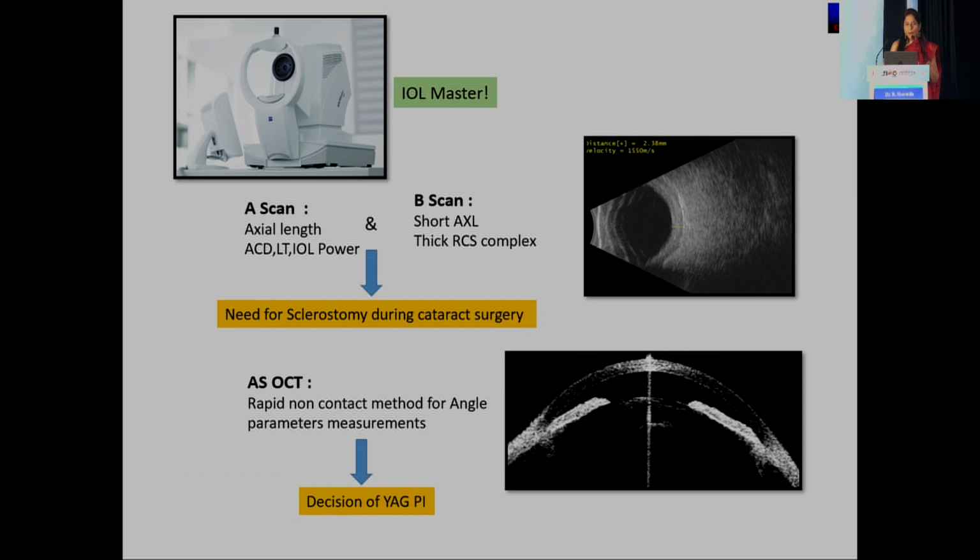And one important tool is the IOL Master, because it gives all of the information as to how to diagnose a nanophthalmic eye. You get axial length, you get lens thickness, you get the CCT, you get the RCS by the B-scan, and sometimes you might have to do an ASOCT to decide on the laser PI.